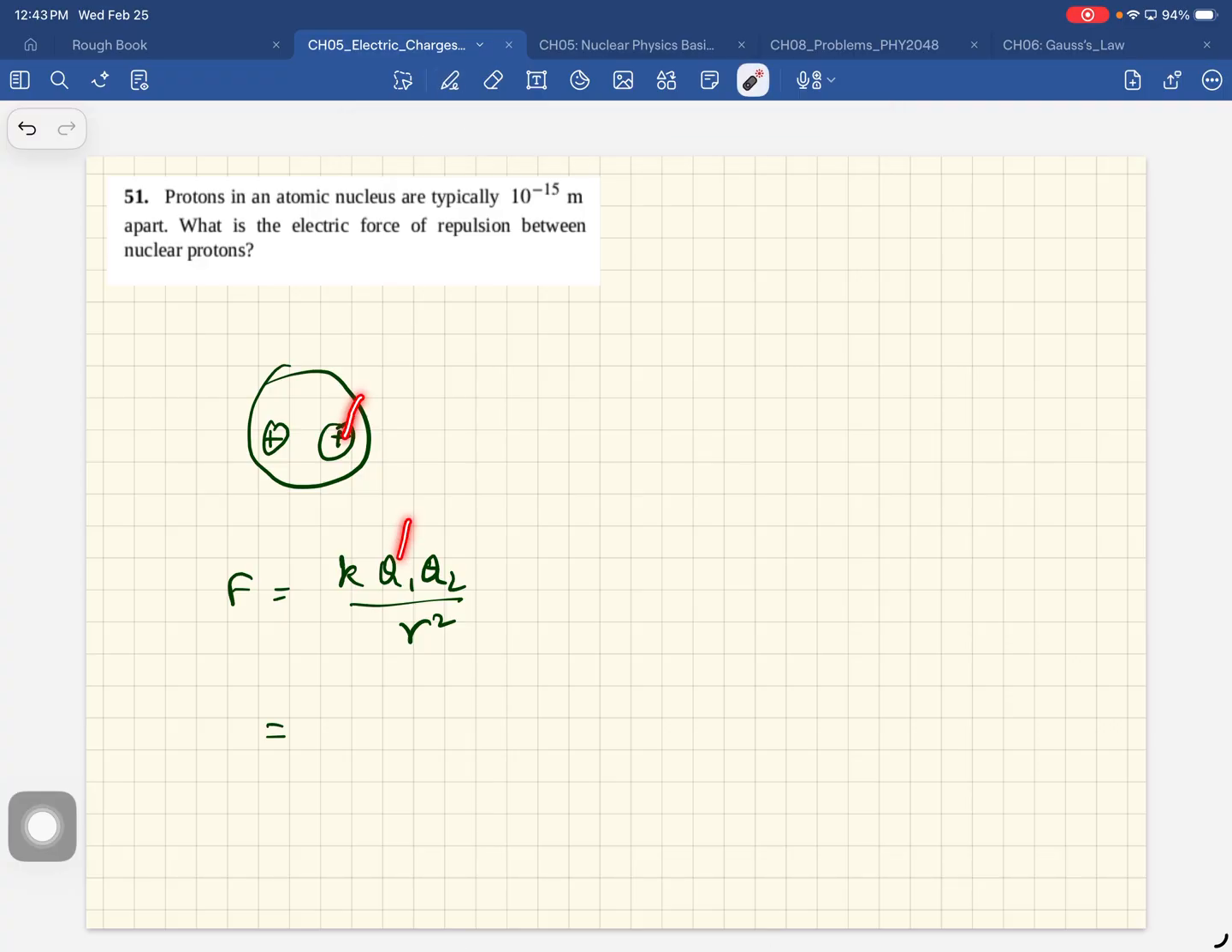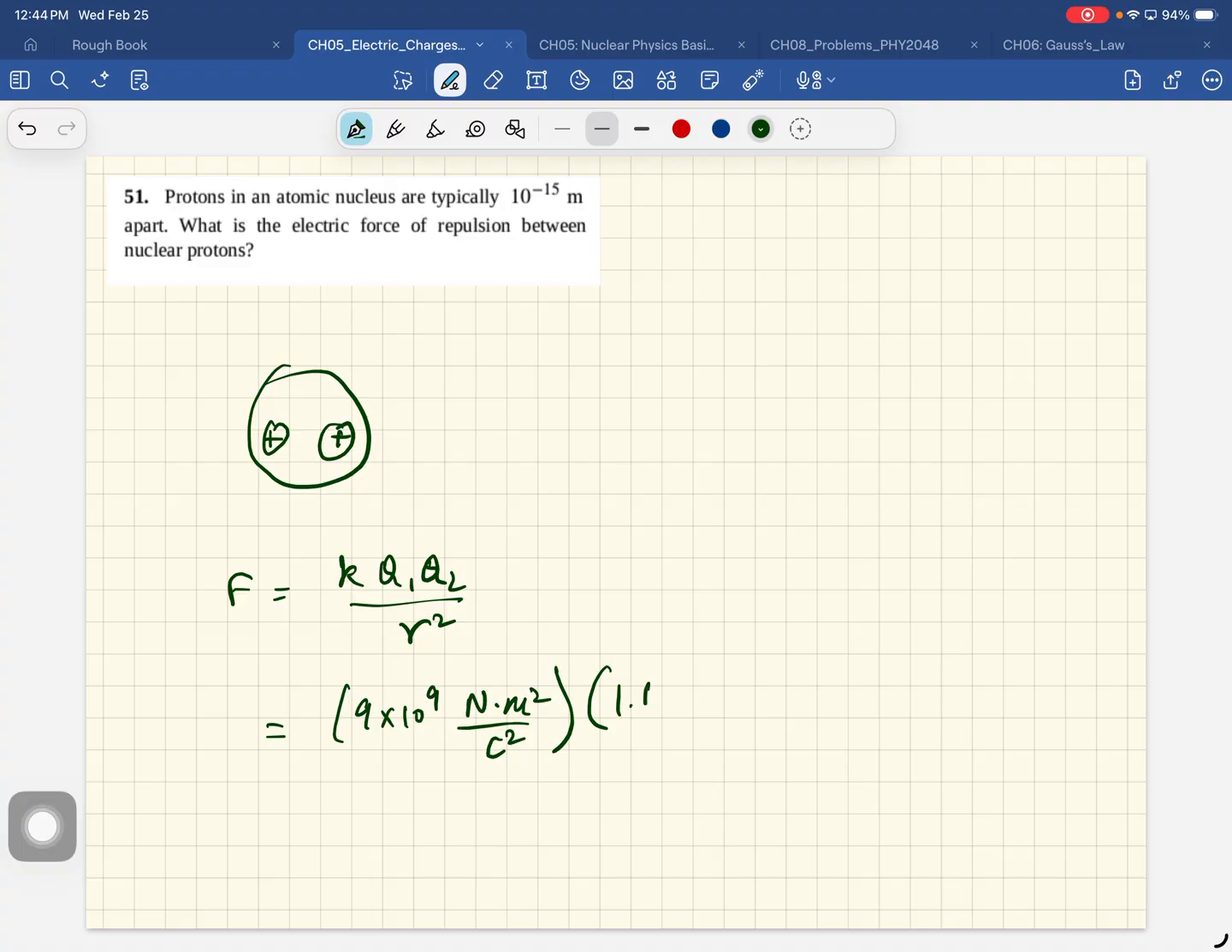What is the charge on the proton? The charge on the proton is the same as the charge on the electron. And K is 9 times 10 to the 9 Newton meter square per Coulomb square. 1.6 times 10 to the minus 19 Coulomb, squared. And this is 10 to the minus 15 meter, squared.